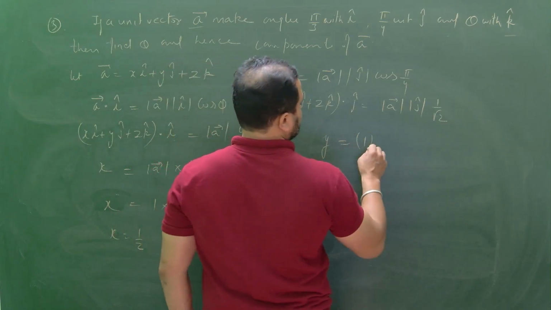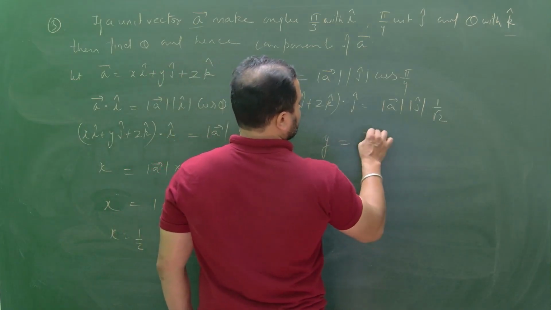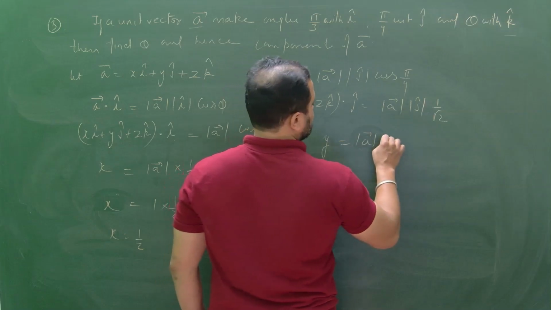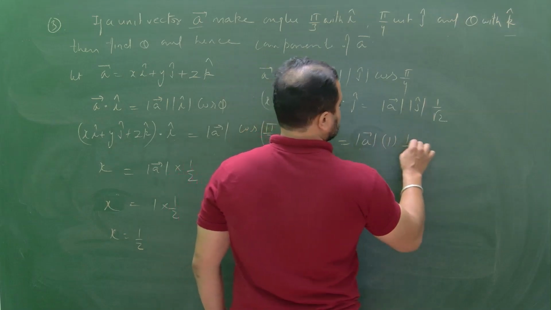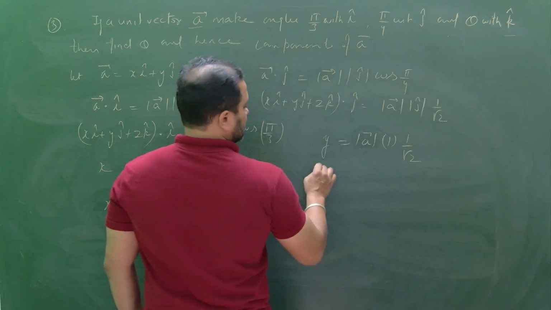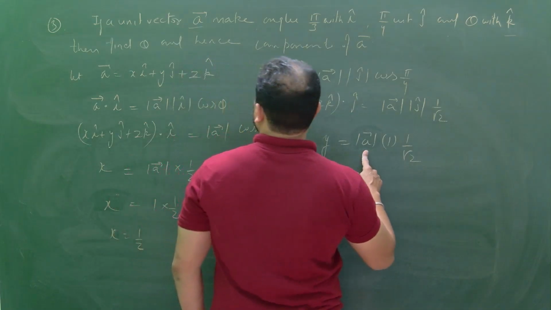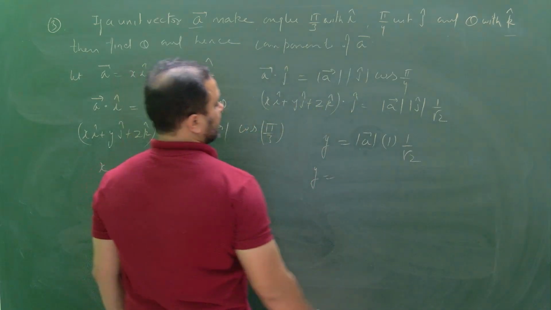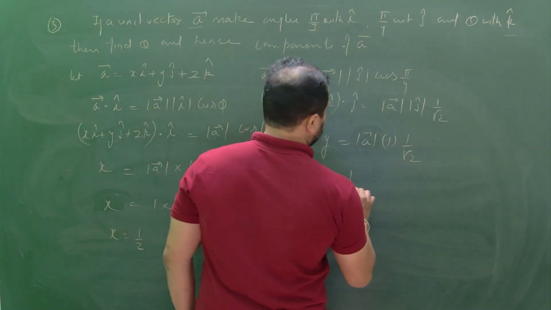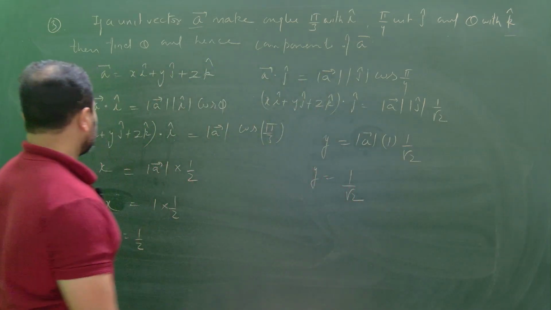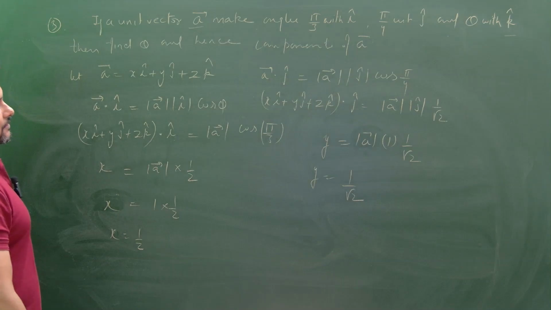So this is modulus a, j cap is 1, and this is 1 by square root 2. This a vector also represents a unit vector, so this is also 1, so we are left with this. So the x coordinate is 1/2, the y coordinate is 1 by square root 2.